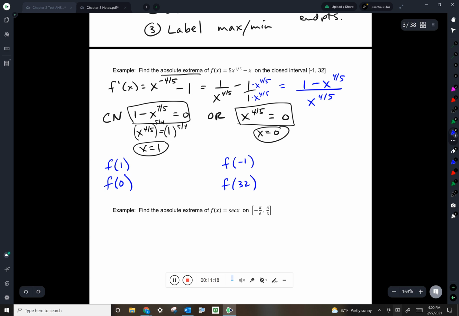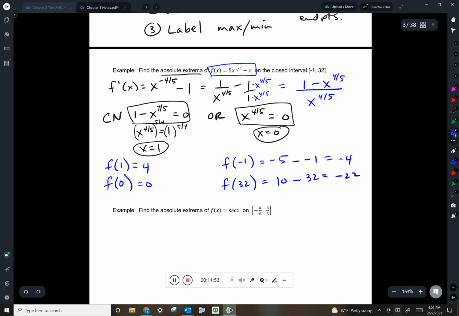Okay, so if I plug 1 into the original function, just looking right here, wouldn't that just be 5 minus 1 is 4? And if I plug in 0, I get 0. If I plug in -1, well, the fifth root of -1 is -1. So times 5 would be -5 minus -1. So that comes out to be -4. And then if I plug in 32, well, the fifth root of 32 is 2. Times 5 is 10. Minus 32 is -22.